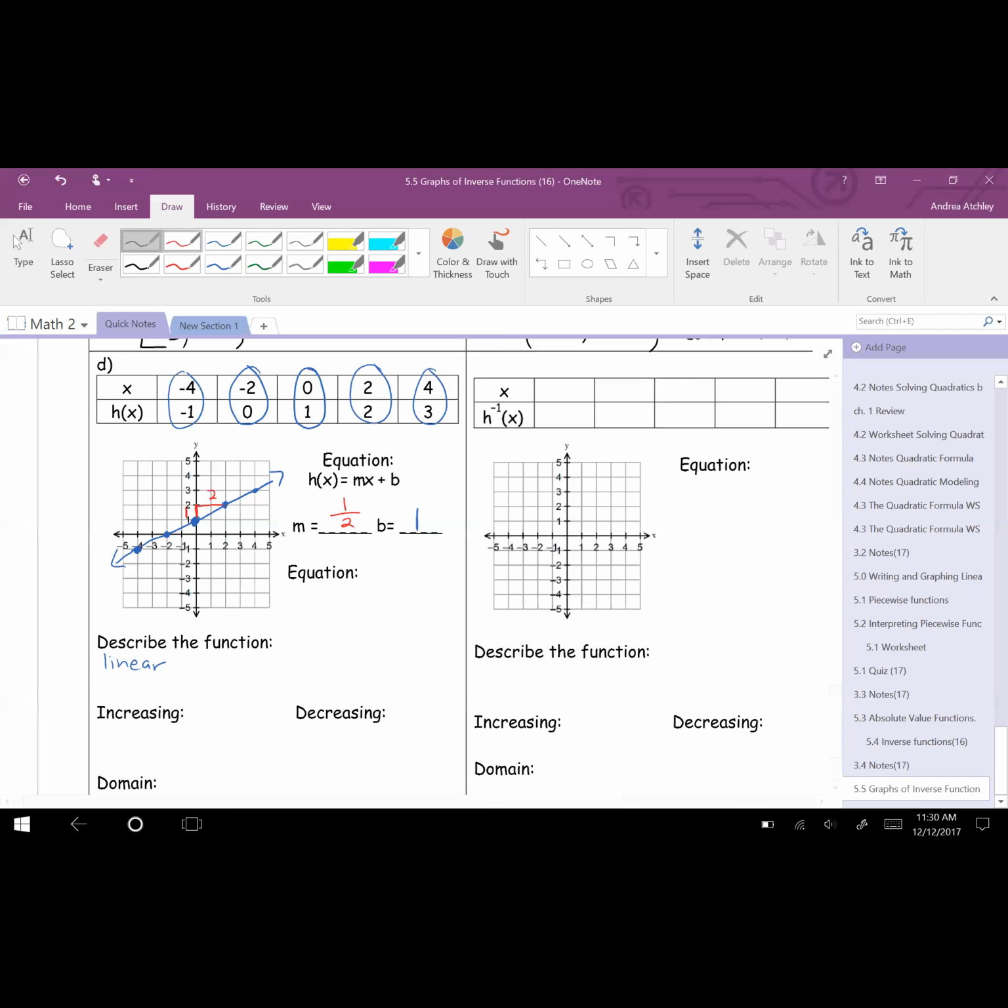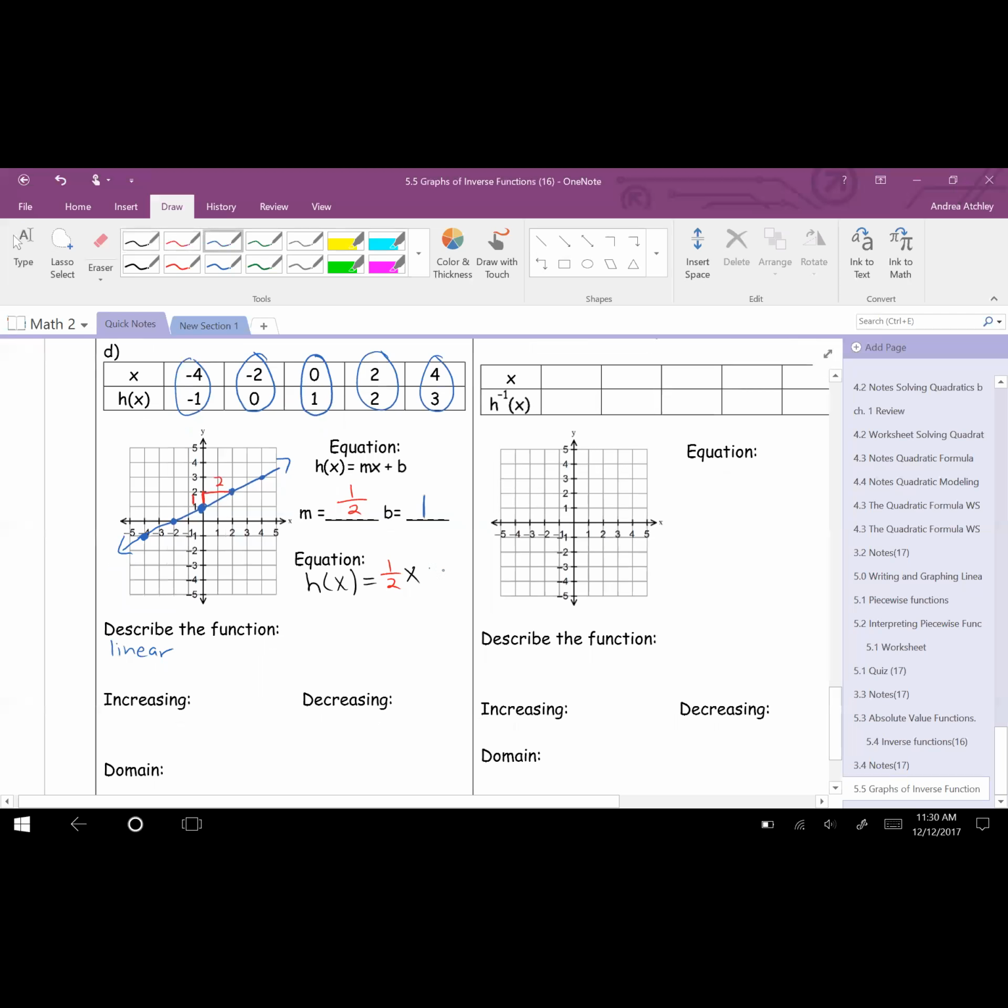So my equation, h of x equals mx plus b. We're just going to plug it in. h of x equals 1/2 x plus 1. Any questions? This one they had h of x, so I put h of x. If you put a y, it's okay, but we're going to do what the notes say, h of x.